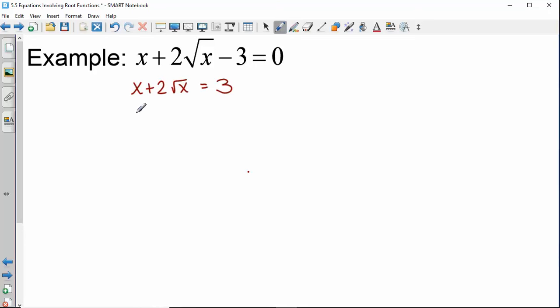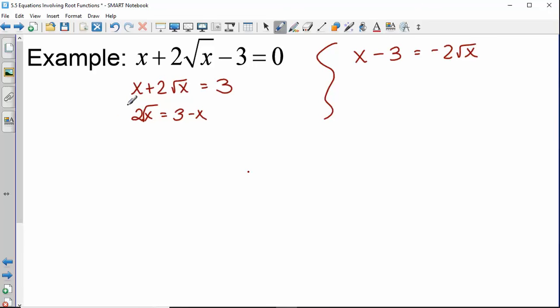The x is added, so to move the x you would subtract it. So you have 2 radical x equals 3 minus x. And then at this point you could square. You can't subtract that 2 over because it's multiplied with our x. Some of you also just started out by subtracting the 2 radical x over, and either way is fine.